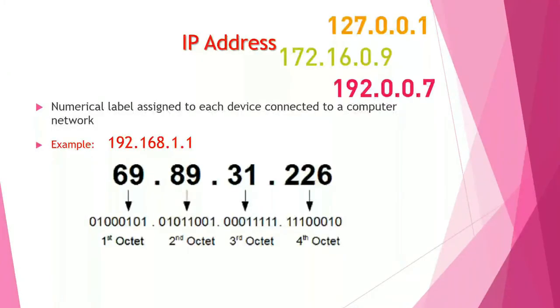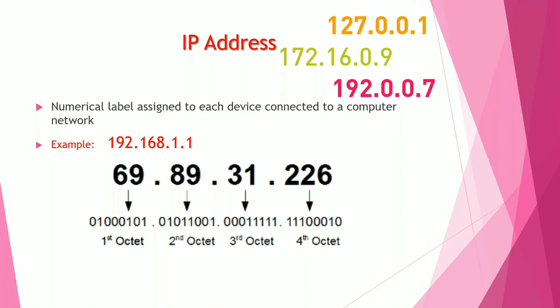Next topic, IP address. An Internet Protocol address is a numerical label assigned to each device connected to a computer network. IP address is a unique numerical label as a string of numbers separated by dots used to identify a device on the network. For example, 192.168.1.1 is an IP address. Similarly, 69.89.31.226 is also an IP address.